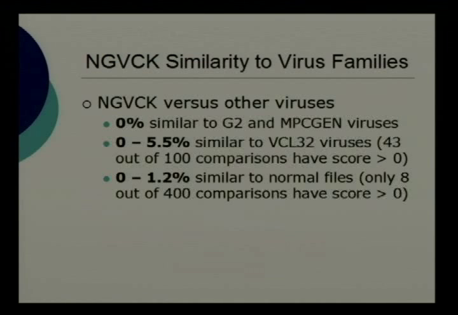Very surprisingly, NVIC viruses had 0% similarity to both G2 and MPC gen viruses. And to VCL32 viruses, they're only 0 to 5.5% similar. More surprising is the comparison to normal files, because we did 400 pairs of comparison, and we only found 8 pairs that have some kind of score, which are as low as 0 to 1.2%.